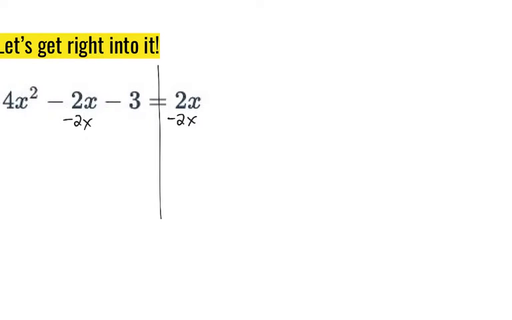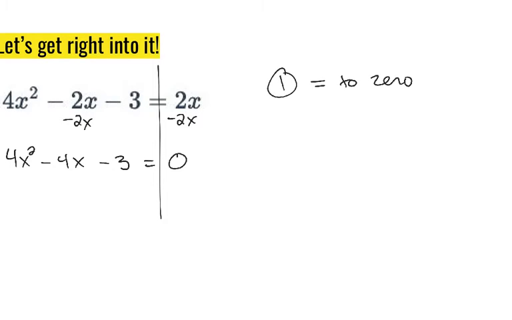A lot of you draw a line down the middle so you can tell what side you're on. This puts the like terms together. So now I have 4x squared minus 4x minus 3 equals 0. So again, step 1, get the equation equal to 0. Step 2, because we're solving by factoring, is to factor.